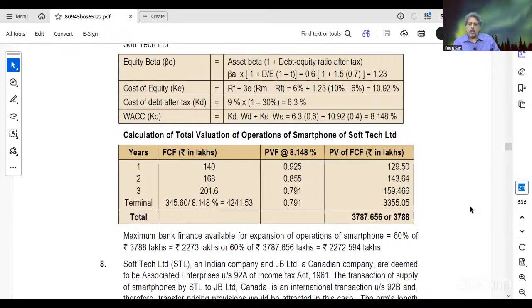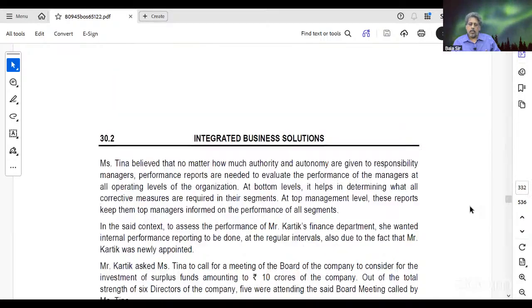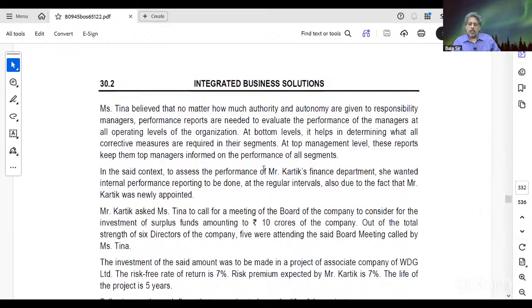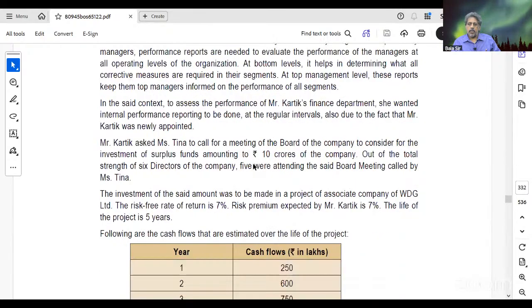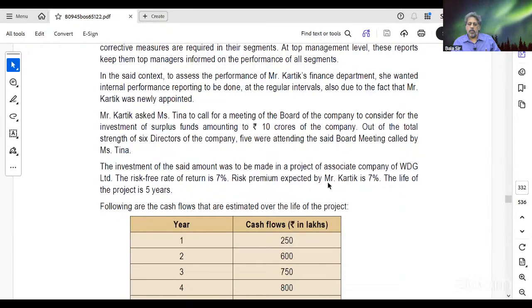I'll go ahead with question number 30, and then I'll take up one more example, 17. First we'll finish off 30. Very small question.